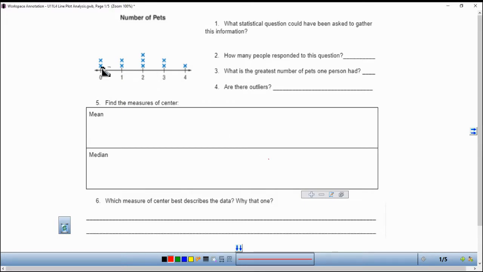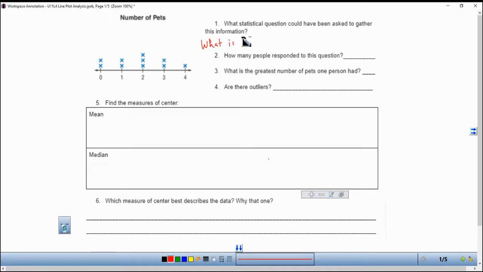Let's look at this graph here. We have 0 through 4 on the bottom, and we have data points for each number here. It says, what statistical question could have been asked to gather this information? Now remember, a statistical question is one where you would ask a lot of people and get a variety of answers.